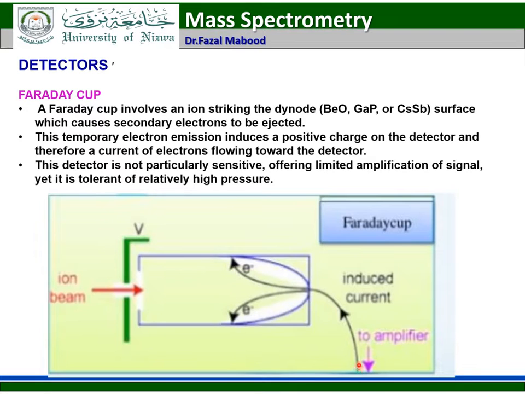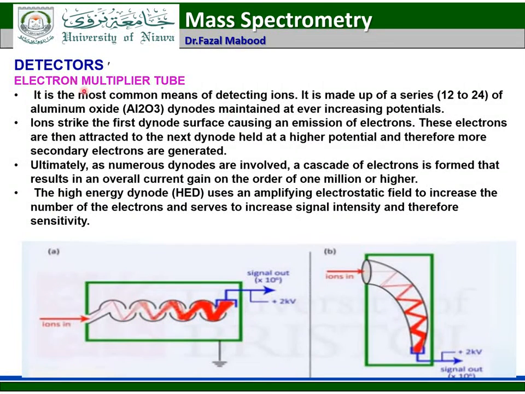Electron multiplier tube. Here you see the electron multiplier tube. Ions come in, and it consists of dynodes. When the ions strike a dynode, electrons are ejected. This electron is further multiplied by another strike with another dynode, and there is amplification of the current. The current gives us the signal, which goes to the spectrum.